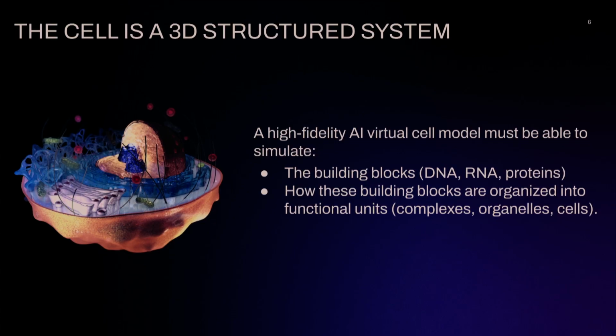And a high-fidelity AI virtual cell model must be able to simulate the building blocks, but also their spatial organization and how they interact, because that's how emergent properties arise across scales. So how are we trying to do this? This is a very difficult problem.